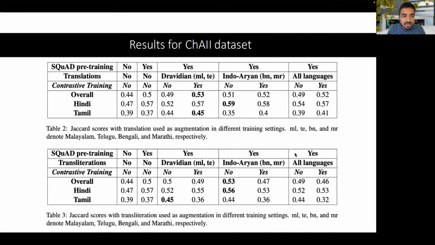Here are our results. The table at the top corresponds to translation and the table at the bottom corresponds to transliteration. So if you look at the transliteration table, even though the performance got improved with transliterations, the pattern is not uniform. This might be because none of the pre-training techniques have dealt with this kind of transliterated data. So let's focus on the translation table.